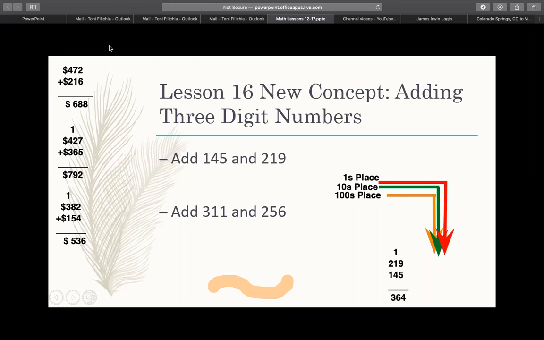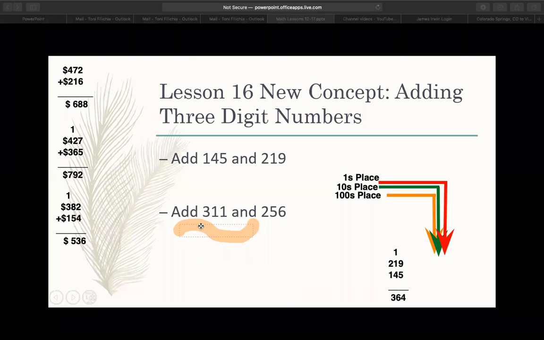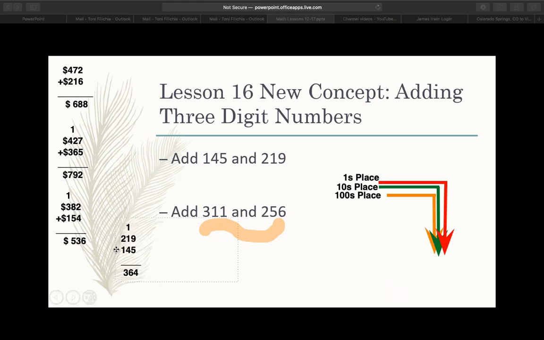Next, add 311 and 265. I'm sorry, 256, starting over. Which is our bigger number? $311 is our bigger number. And 256 will go under. Looking at our ones place, what is 6 plus 1? 6 plus 1 is 7.